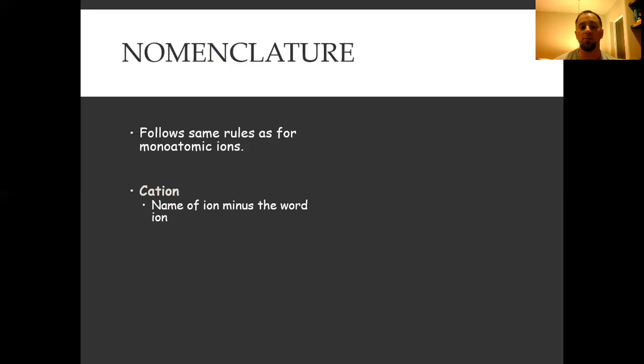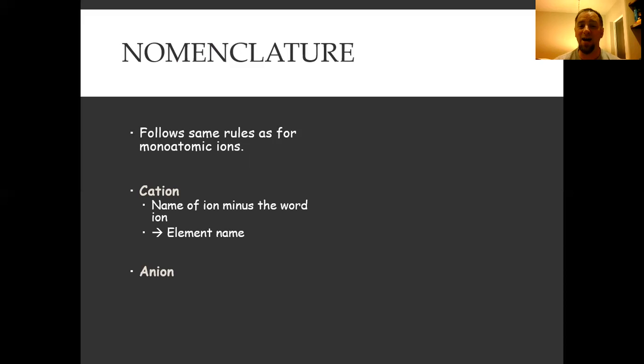So how do we name these compounds? Okay, we follow the same rules as we did with monoatomic ions and our binary compounds that we looked at. The cation always comes first in the name, and it's the name of the ion minus the word ion. So typically that's the element name. Now we will have one example where if ammonium ion is the cation, then that would come first in the name.